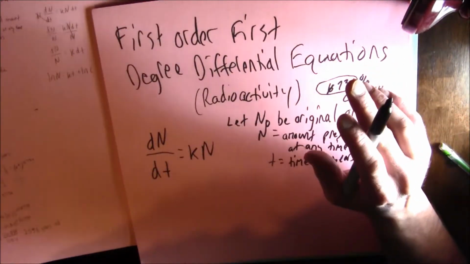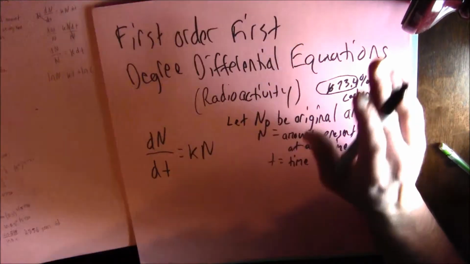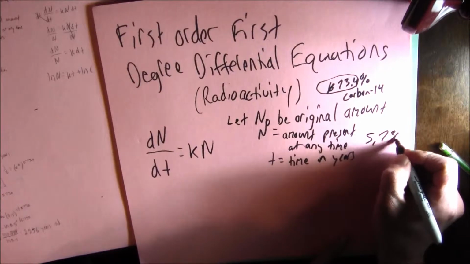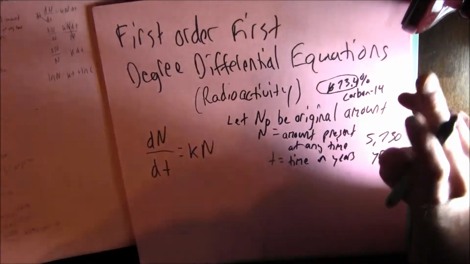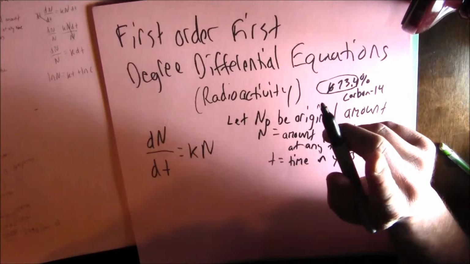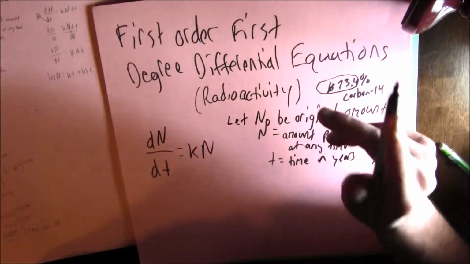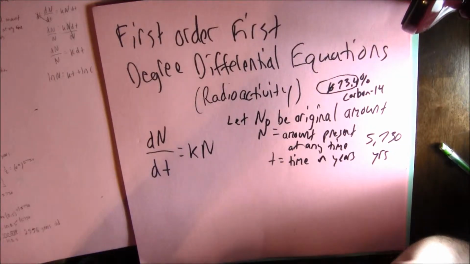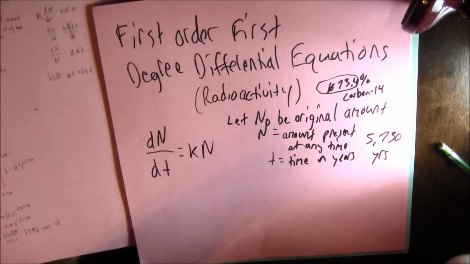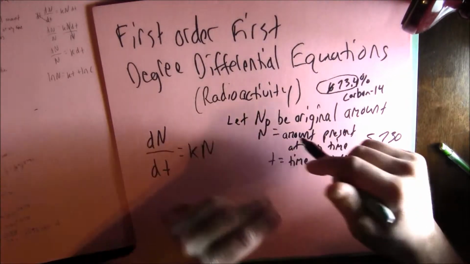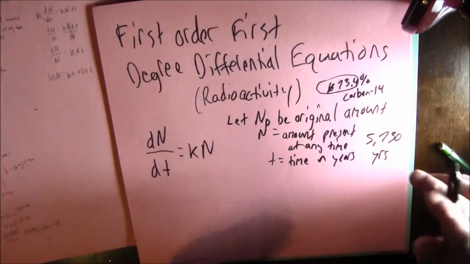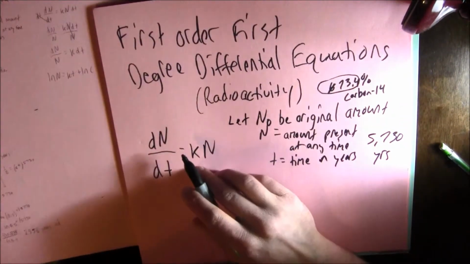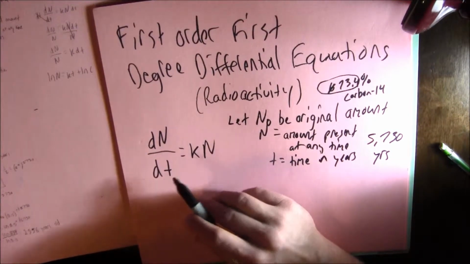It takes carbon-14 about 5,730 years to go one half-life, one half of the original amount. So you take the original amount, and a neutron will change into a proton, or vice versa. It'll decay. It'll take that long, 5,730 years. So that's the premise. We have dN/dt equals kN.